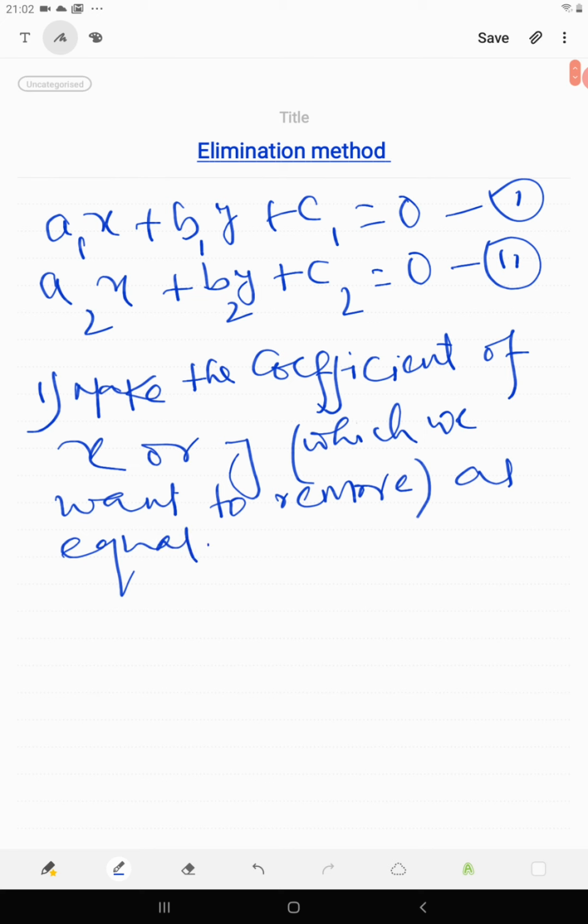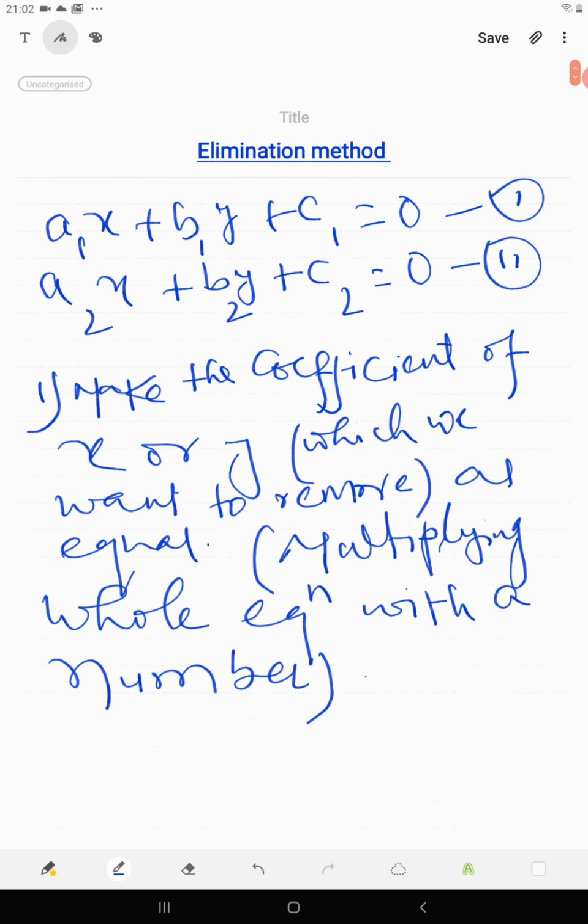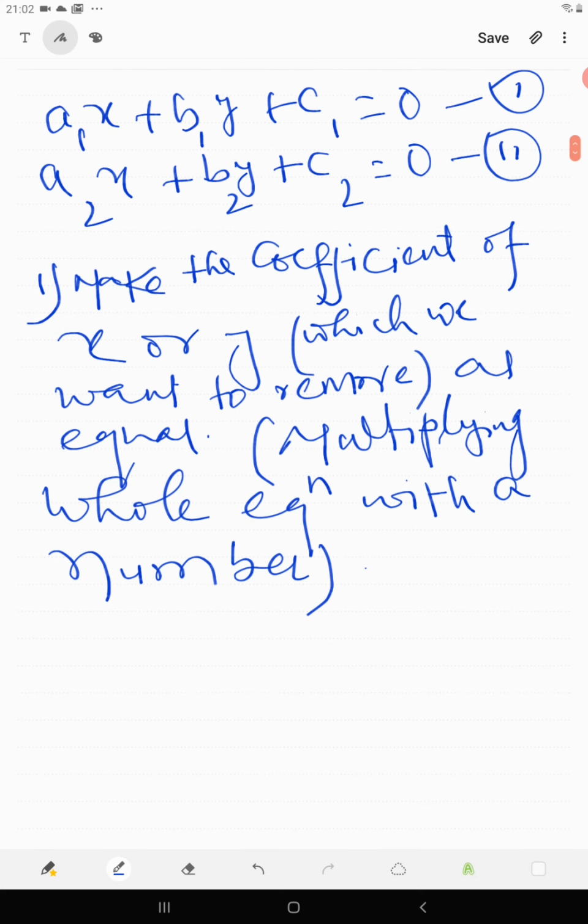So the first step is to make the coefficient equal. How do we make the coefficient of x or y equal? Only one of them, not both. We do that by multiplying the whole equation with a number.